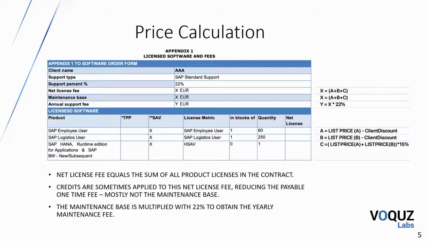Within an SAP order form itself, the net license fee is equal to the sum of all products licensed in the contract. Credits can of course reduce the net license fee payable, but that would not lower the maintenance base for those licensed products. The annual maintenance is then calculated as 22% of the respective maintenance base for each order form.